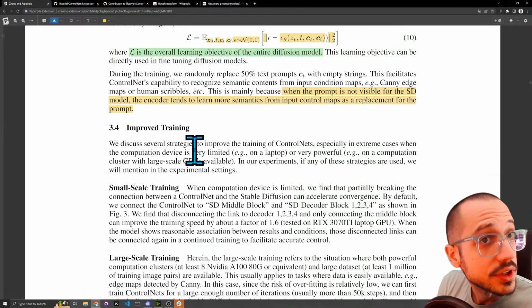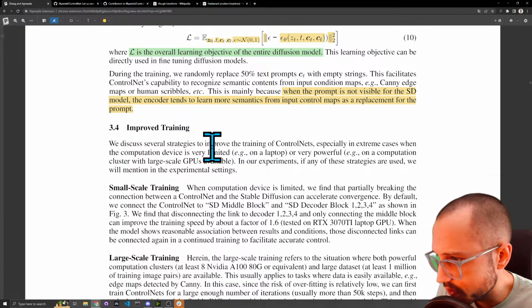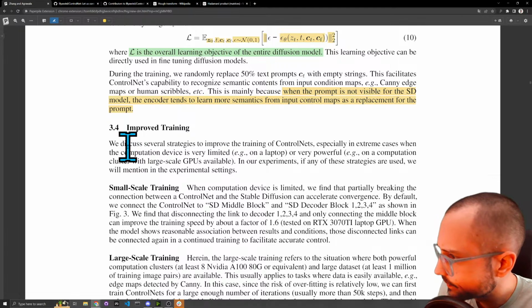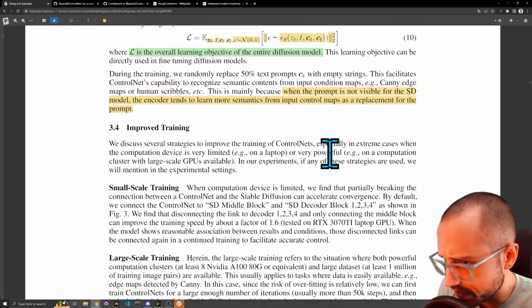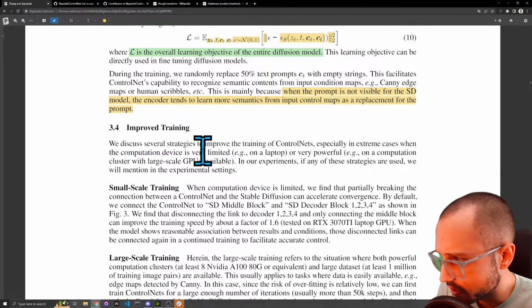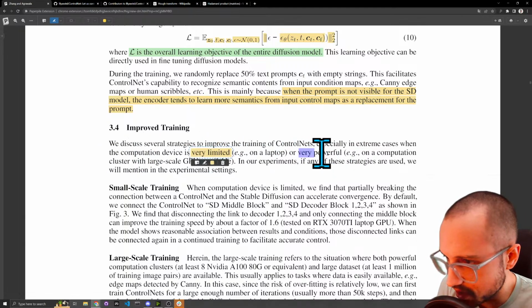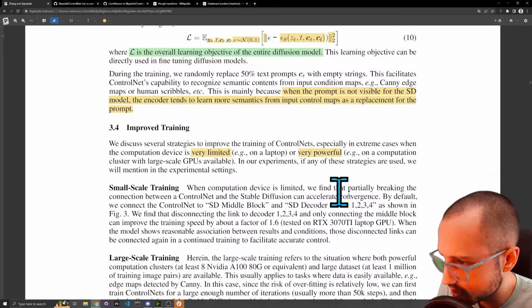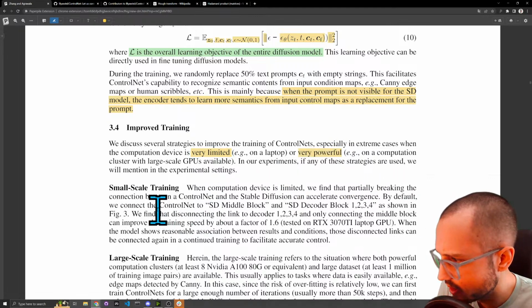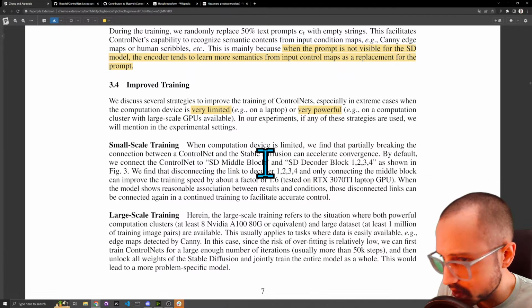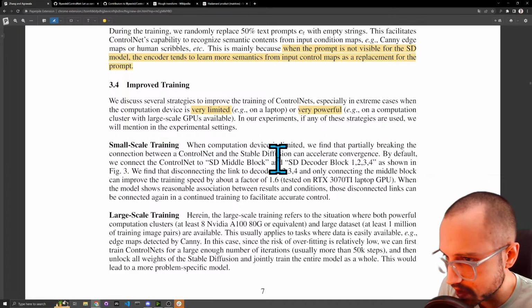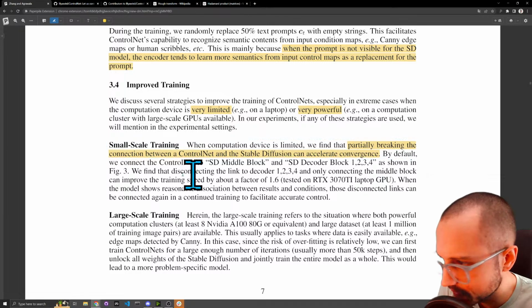We discussed several strategies to improve the training of ControlNets, especially in extreme cases when the device is very limited or very powerful. Okay, this is interesting. They're going to start talking about how you're going to do this differently on a large cluster versus a laptop. Small-scale training. When the computation device is limited, we find that partially breaking the connection between the ControlNet and the Stable Diffusion can accelerate convergence. What does that even mean?